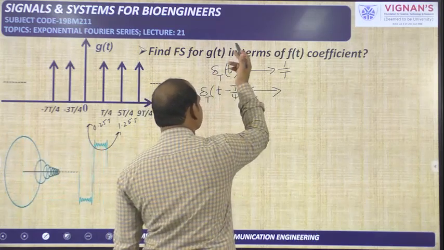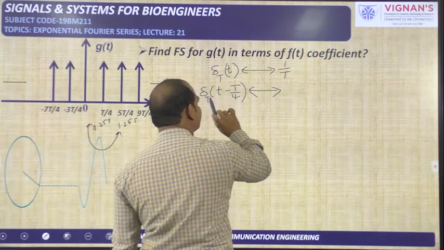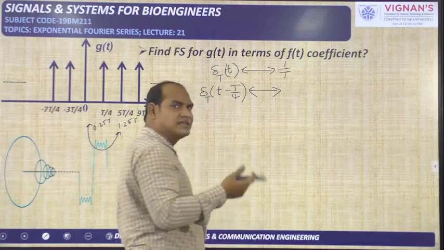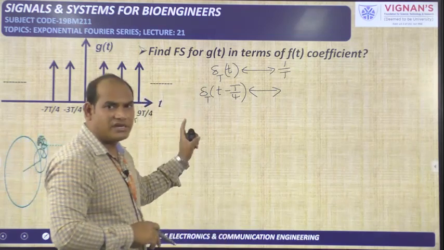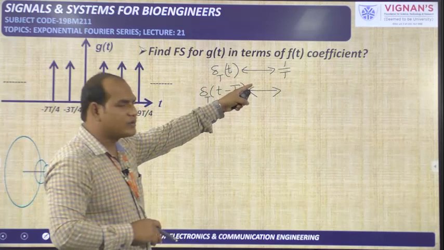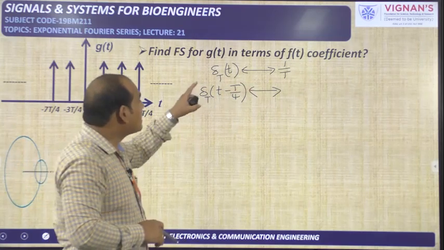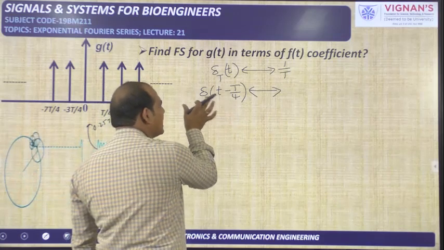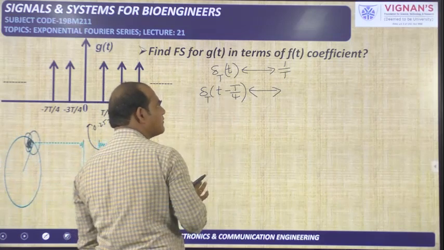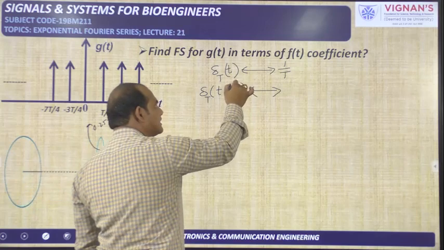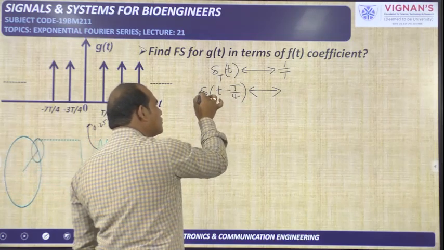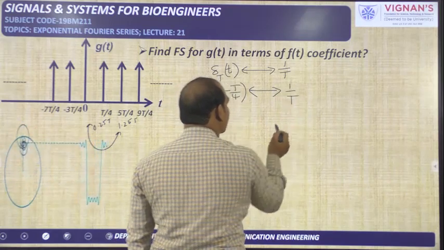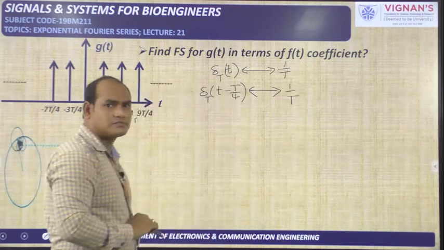We have previously represented it as f of t, and g of t is equal to f of t minus T by 4. Instead of writing that, I am writing the problem itself only now. So delta T of t has the Fourier series coefficient 1 by T, and by performing the time shifting operation, in the time domain we got delta T of t minus T by 4. If shifting is not available, that is T equal to 0, it is equal to delta T of t. So delta T of t has the coefficient 1 by T, but here shifting is there.